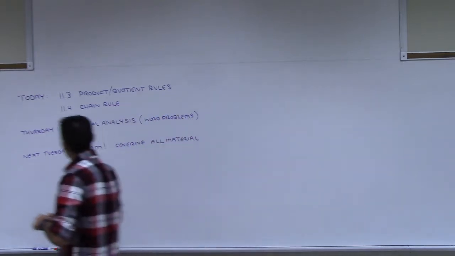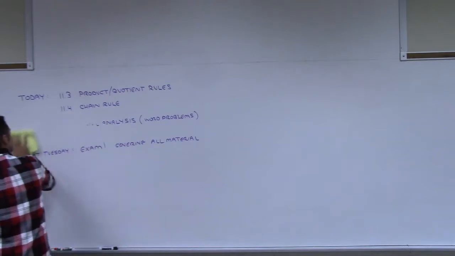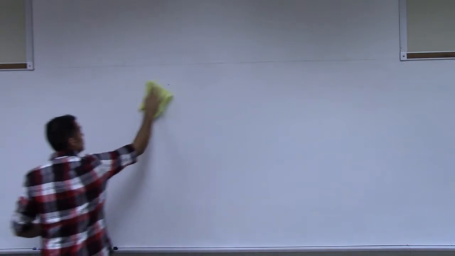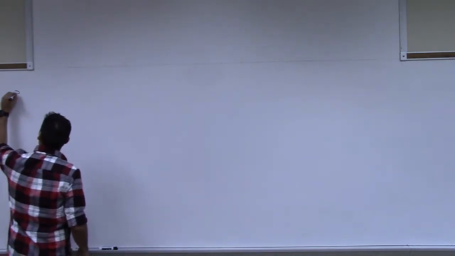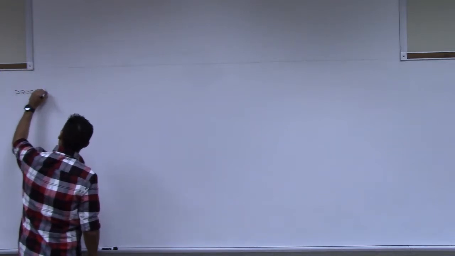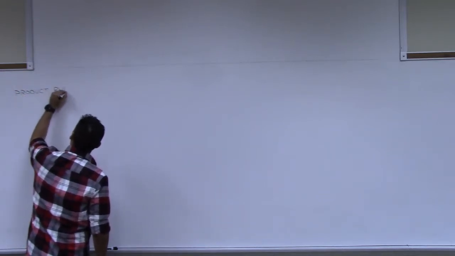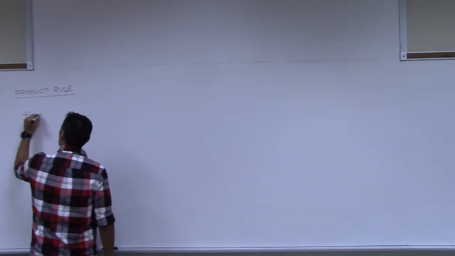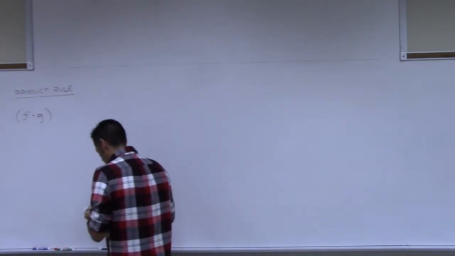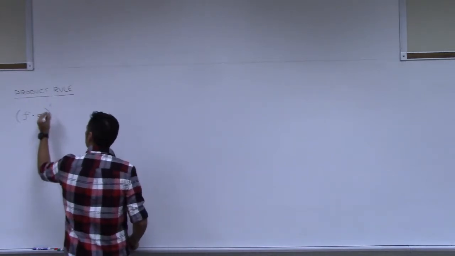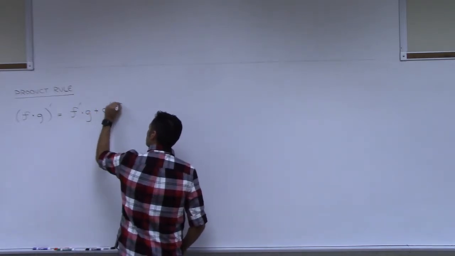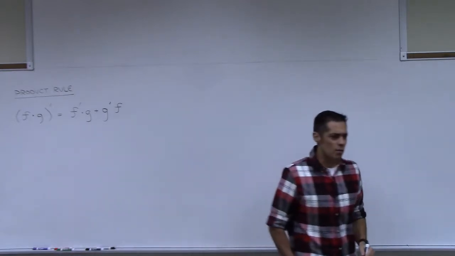Okay, so let's get the product rule and quotient rule finished up. We started this at the end of last class, and I gave you two formulas, which we're gonna use throughout the class today. The first was the product rule. It said that if you had two functions that were being multiplied together, and you want to take the derivative, then it's the derivative of the first function times the second one plus the derivative of the second one times the first one. So that was your first formula.